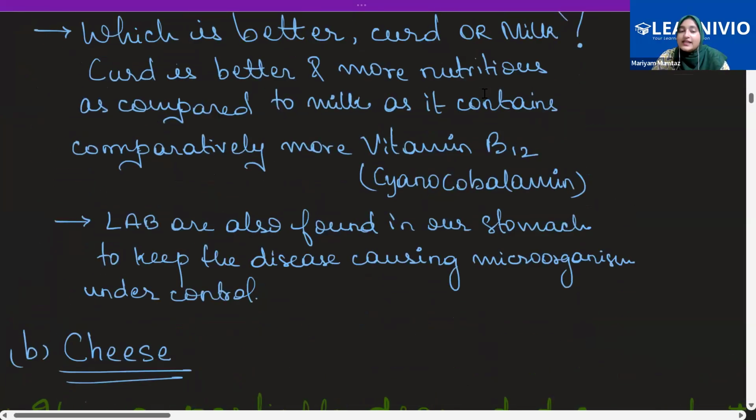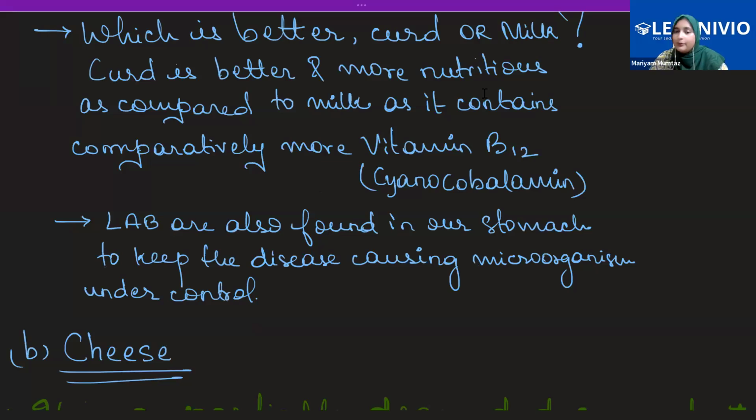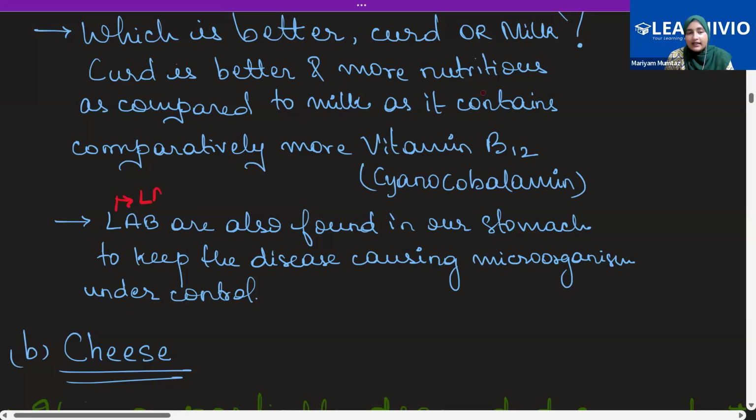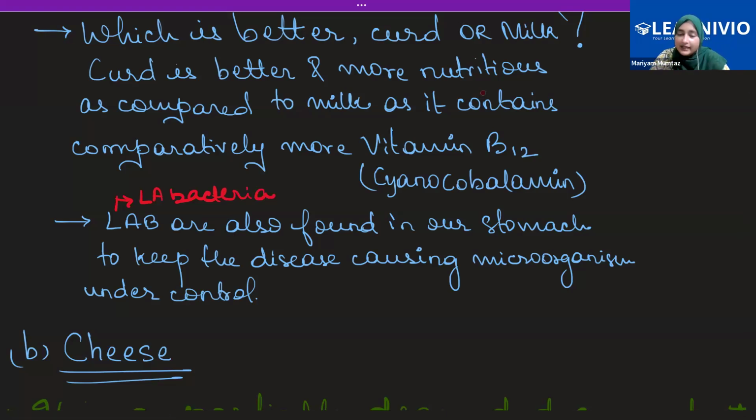Curd is more nutritious and it is much better than milk as it contains more vitamin B12. While the milk is being converted into the curd, the vitamin content of the milk increases, particularly vitamin B12, which stands for cyanocobalamin. Lactic acid bacteria, LAB, are also found in the stomach to keep our stomach disease free. So the first product that we get from microorganisms, which is a part of household products, is the curd.